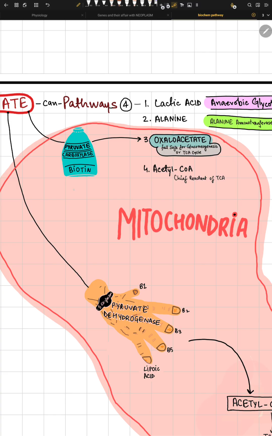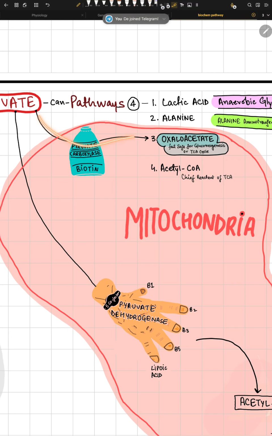And why B7? Biotin is B7. So why is biotin the main enzyme here? Because biotin carries carbon dioxide, and we need carbon dioxide for this whole conversion. ATP is also being used here. This whole pathway uses ATP to activate CO2 and attach it to pyruvate. That in turn makes oxaloacetate.